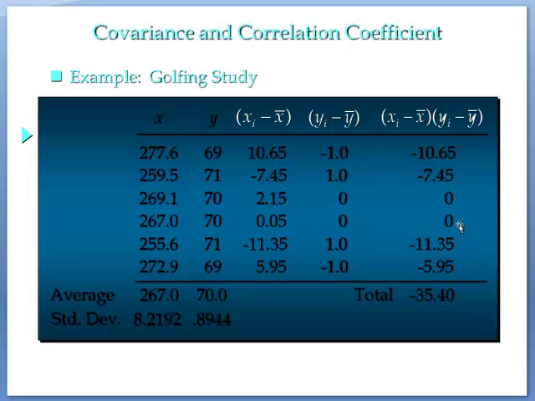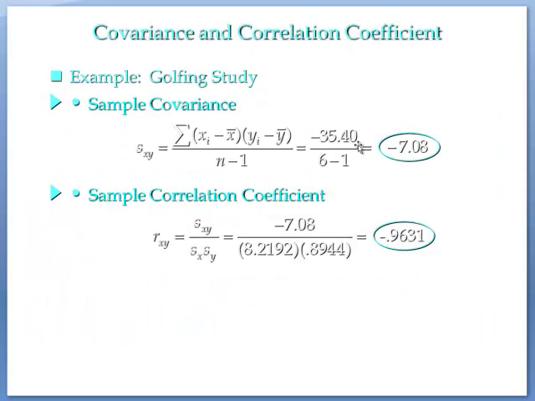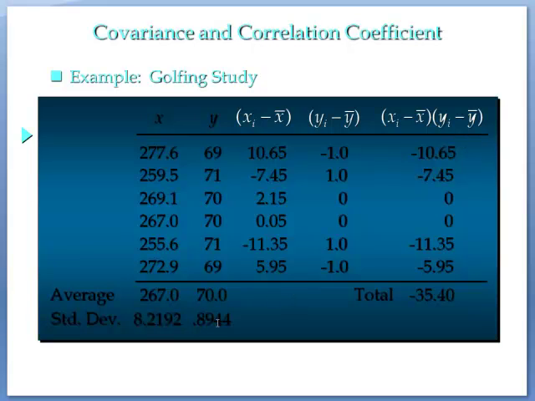Add up everything in the last column and you'll get -35.4. Now take -35.4 and divide by 6 minus 1, which is the number of observations minus 1, and you'll get -7.08. That is also the covariance. Now remember from the previous slide, we also calculated the standard deviation of each variable, 8.2 in the case of the distance and 0.89 in the case of the score. Keep them in mind.